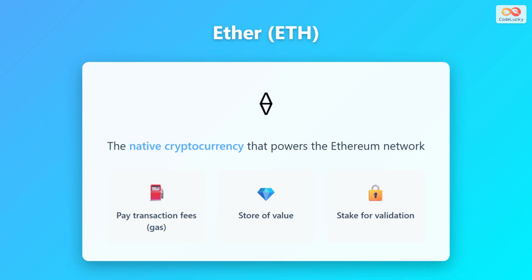Ether, abbreviated as ETH, is the native cryptocurrency that powers the Ethereum network. It serves multiple purposes. First, it's used to pay transaction fees, called gas, which compensate validators for processing transactions. Second, it functions as a store of value, similar to other cryptocurrencies. And third, it can be staked by validators to help secure the network and earn rewards.